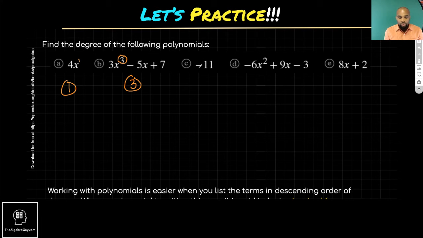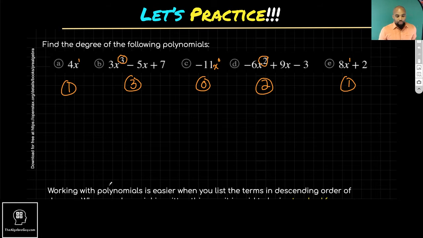And what about this one? It's just a number. Well, that's going to be 0. There's nothing there. I could, like I said, write x to the 0 to show that there's a 0 there, but hopefully you get that. What about this one here? The biggest is a 2, and so we're going to call that a 2. And here we have a 1, so the degree of that expression is a 1.